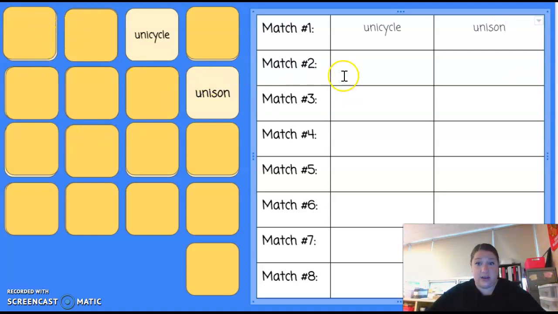You need to go through the rest of these cards, find the rest of the matches. You should have 8 matches in total. Check your spelling before you click submit assignment to your teacher.